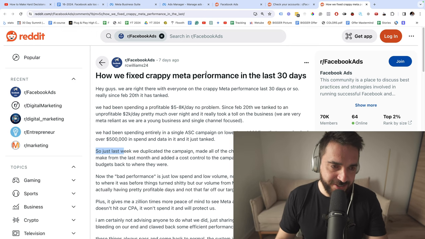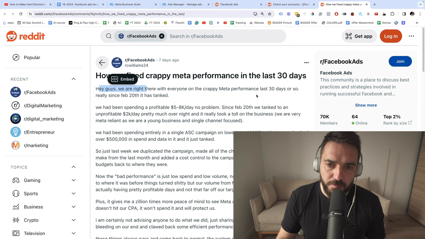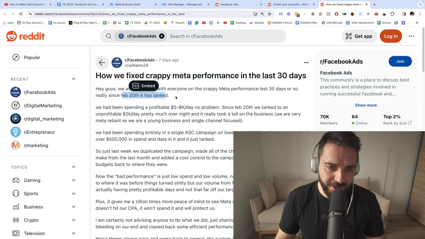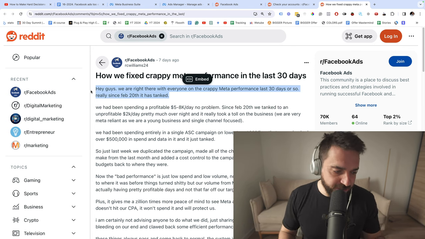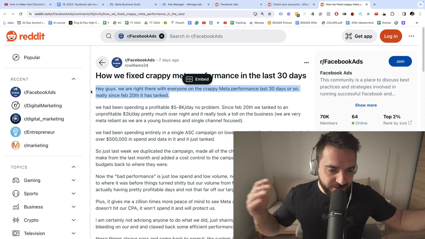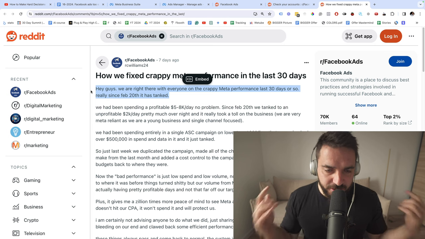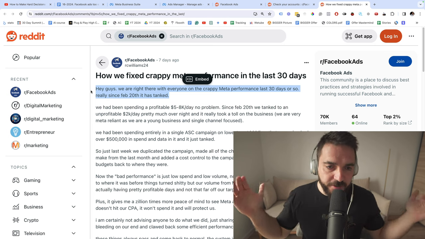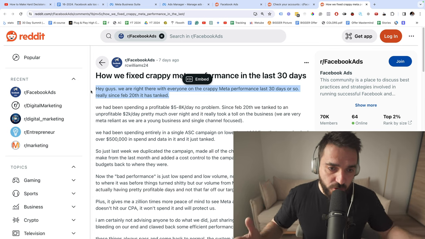So RC Williams on Reddit, he says, how we fix crappy Meta performance in the last 30 days. He says, hey guys, we're right there with everyone on the crappy Meta performance last 30 days or so. Really, since February 20th, it has tanked. There was a period when something happened with Facebook ads. Facebook was down, Instagram was down, so this affected ad delivery, and since then, CPMs just exploded. Budgets were spent within an hour, so there was something wrong with Facebook.